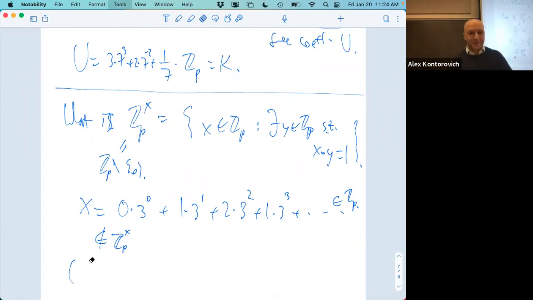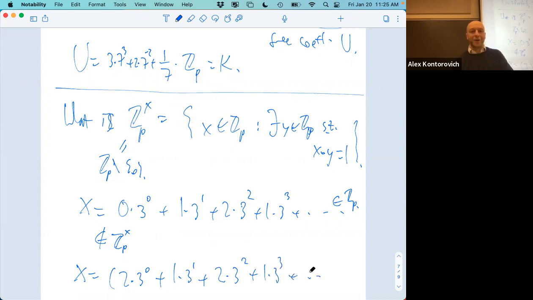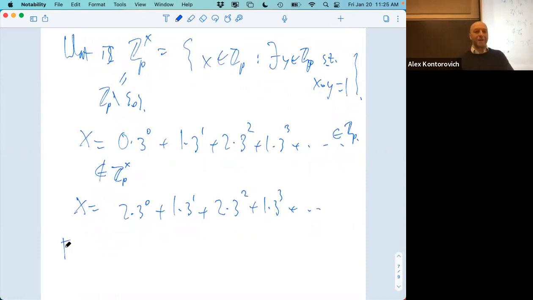Let me give you a number that will be invertible, and let's take a minute and figure out its inverse. If I put here a 2 instead of a 0, I claim it is invertible: x equals 2 times 3 to the 0, plus 1 times 3 squared, plus 1 times 3 cubed. I've given you some information about this number. Find x inverse. Let's call this y. So y is going to have some expansion: a0 times 3 to the 0, plus a1 times 3 to the 1, plus a2 times 3 squared, and so on.